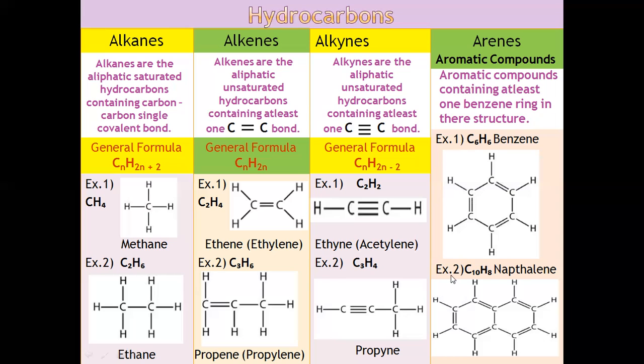For example, second example, naphthalene. Naphthalene has molecular formula C10H8. This naphthalene contains two benzene rings.